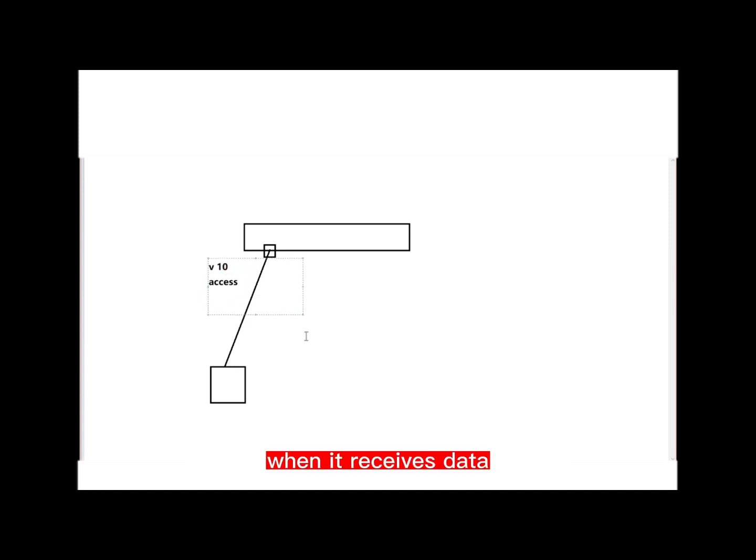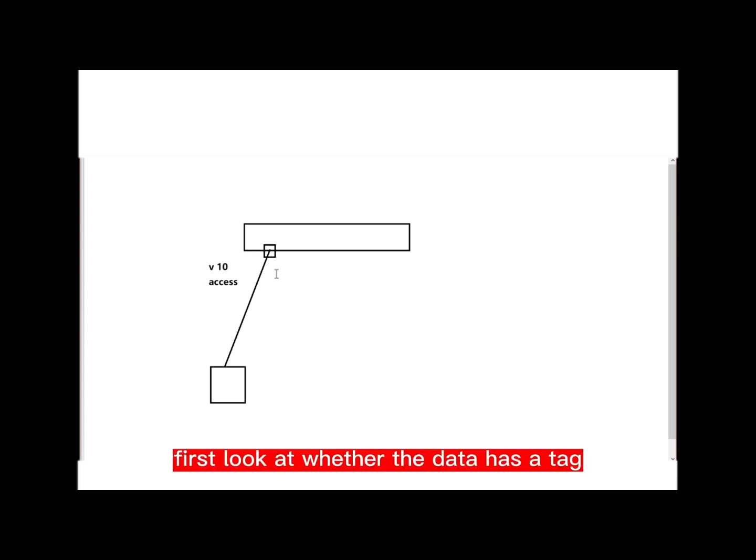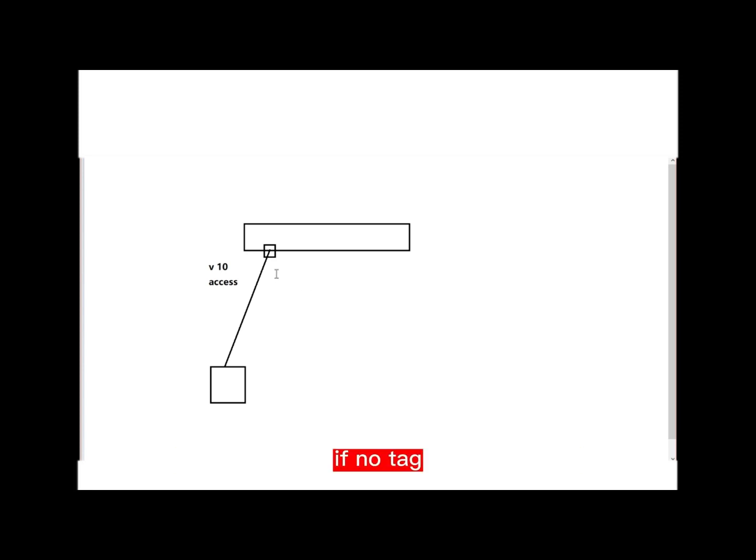When it receives data, there is a specification. First look at whether the data has a tag. If no tag, then I'll tag it. This tag is the current VLAN 10 tag. If a data is received, it has tag itself. Everyone will find it strange.